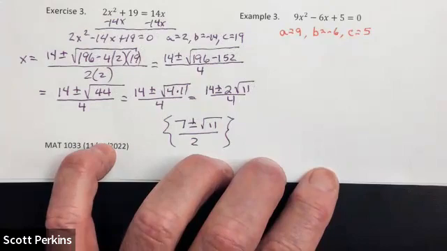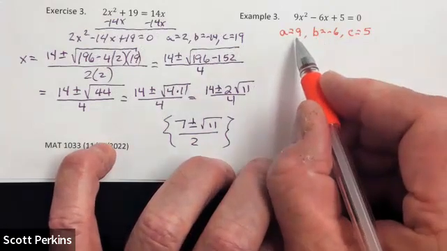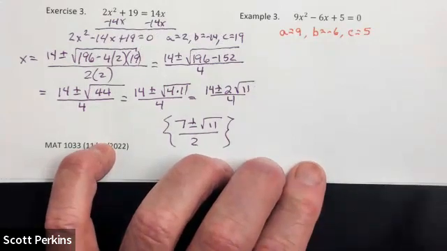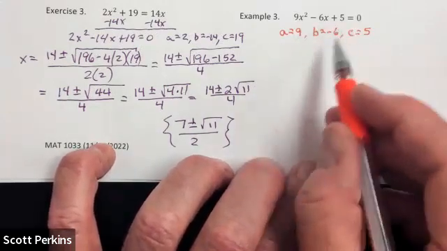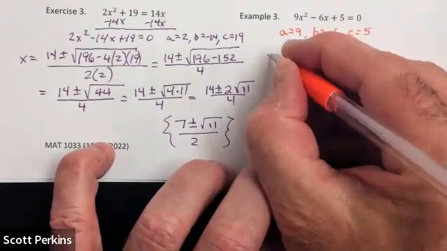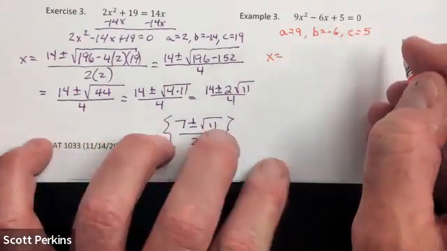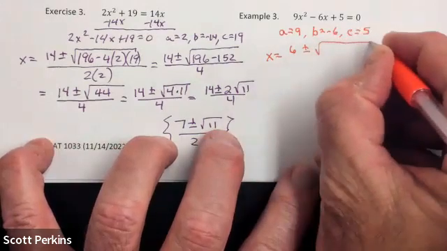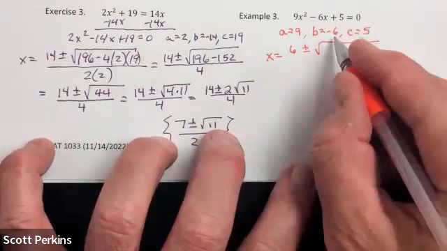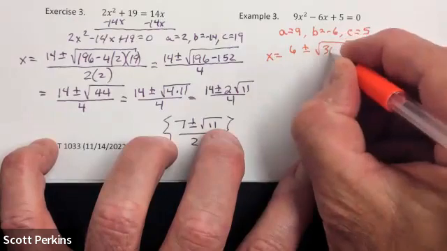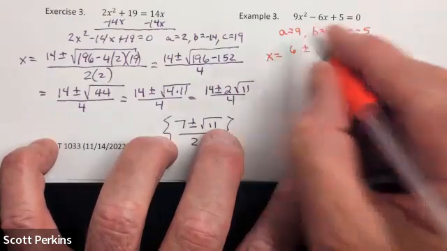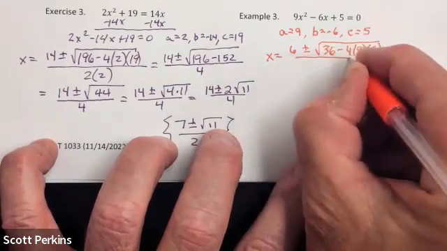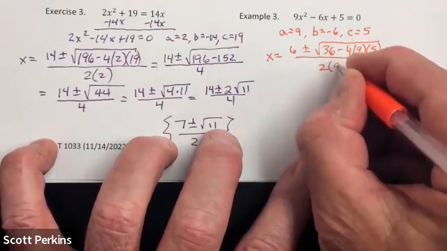All right, well, let's see how you did on this problem. So A is 9, B is -6, C is 5. There was no moving anything around on this one. What you see is what you get. So here we go. X is equal to negative b, the opposite of b, which is 6, plus or minus the square root of b squared. -6 times -6 is 36, minus 4 times a, which is 9, and c, which is 5. All that over 2a, so 2 times 9.